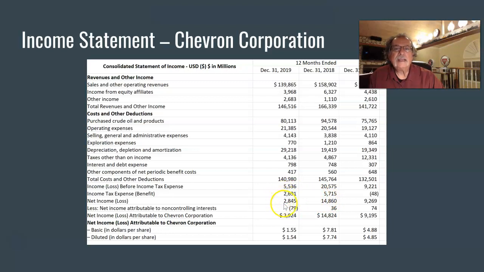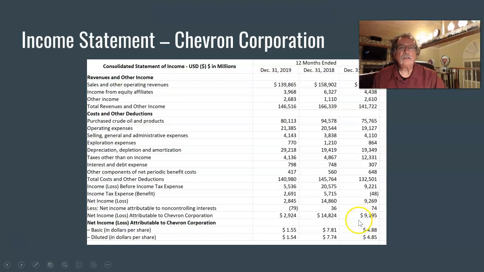And so if you look at this, in 2019, Chevron had $146 billion in sales and just under $3 billion in net income. And there's other junk in here, but this non-controlling interest, but this is what's attributable to Chevron. The prior year, they had $166 billion in sales and almost $15 billion. So the year before that, $142 billion in sales and $9 billion in income.